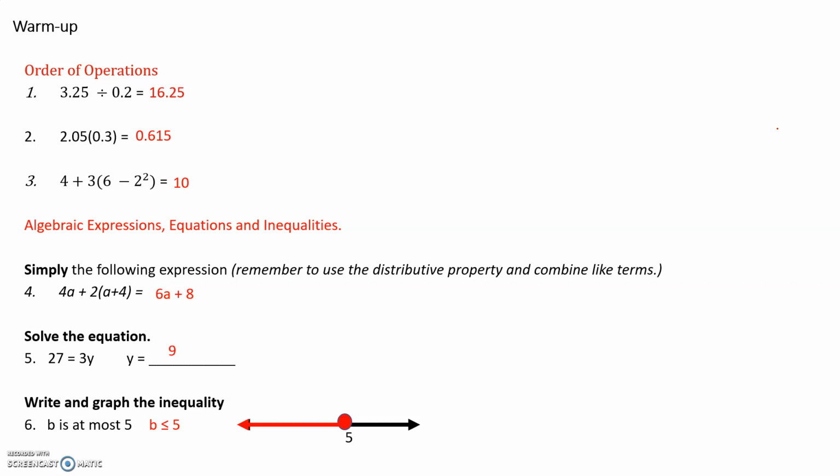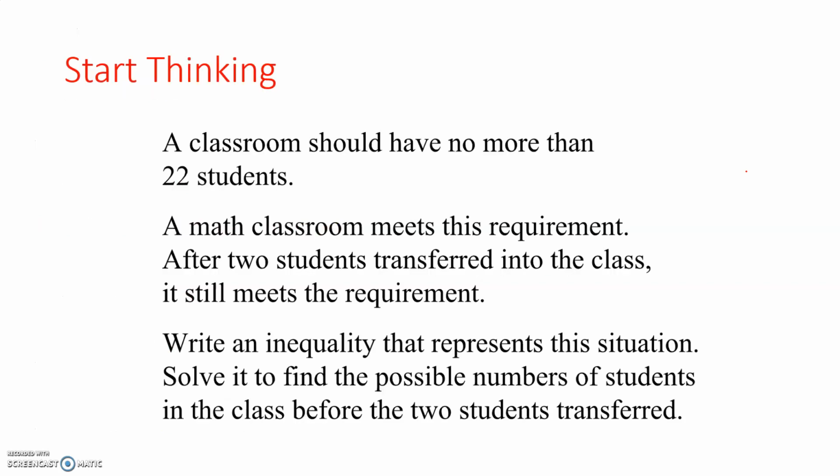So if you're happy with your answers and you're ready to move on, before you go on, just real quick, let me go on to the next slide. Start thinking about this. A classroom should have no more than 22 students. A math classroom meets this requirement after two students transferred into the class. It still meets this requirement. Write an inequality that represents the situation. Solve it to find the possible number of students in the class before the students transferred.